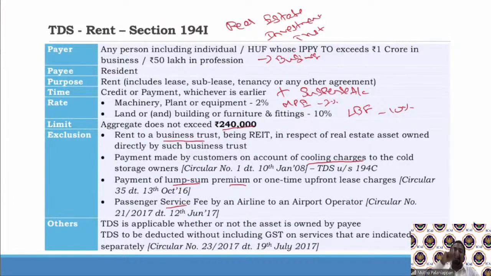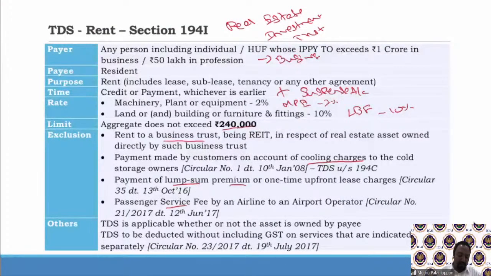So since there are additional services, parking charges alone is not the only benefit that they are getting. They are getting various other benefits. So it is not purely rental. So it is not applicable. So 194I is not applicable on passenger service fee with respect to an airport operator. So this was also provided through a circular. What else you need to understand in the 194I?